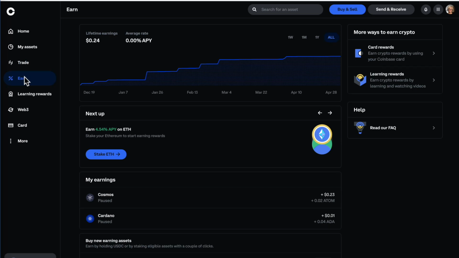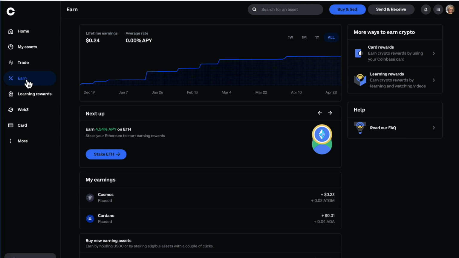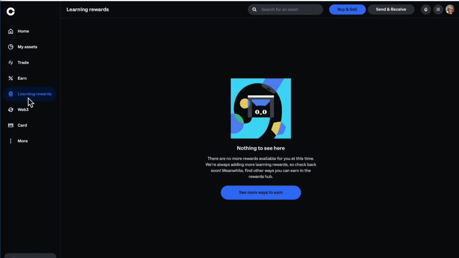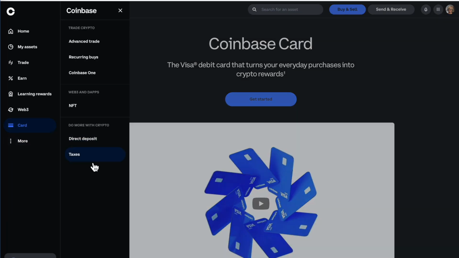Earn, which is the staking of crypto assets. If you've heard about that, that's a kind of detailed, complex topic. Learning rewards, where if you sit and watch a video, you can earn like $1 of some sort of crypto. Web3, applying for a Coinbase card, and just some more features there.